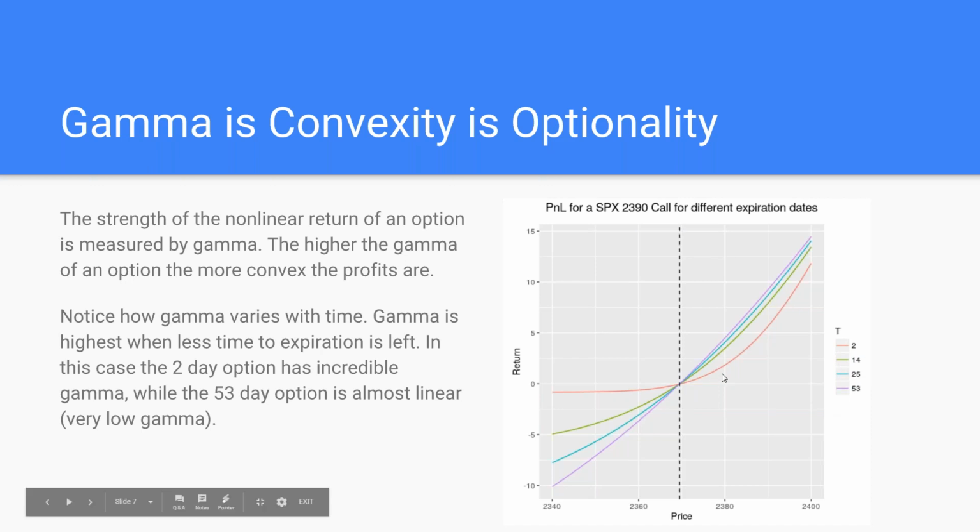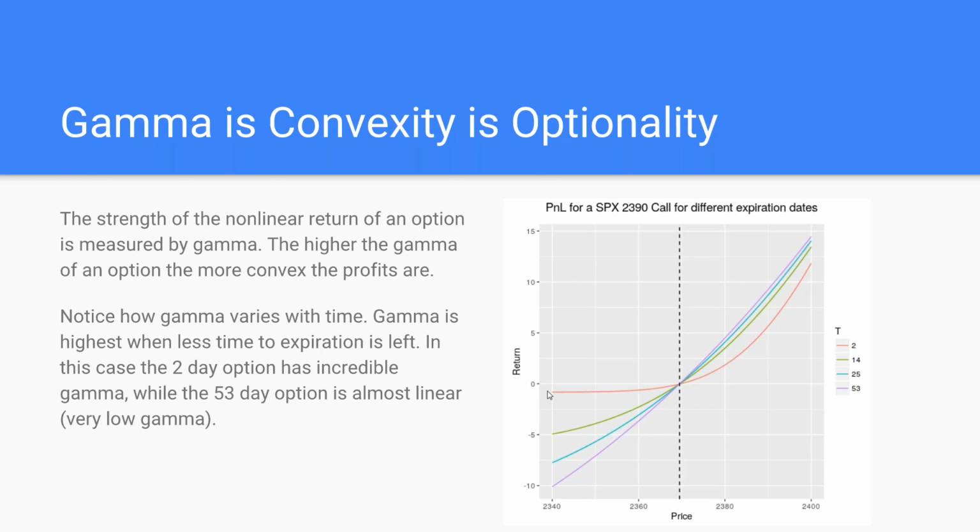So you can see that options with different expiration timeframes have different profiles. Look at this one. The one with 2 days to expiration is really convex. I mean, this thing is incredibly convex. And then suddenly the other ones are not that convex anymore. For instance, the purple line with 53 days to expiration, to my eyes in this diagram, looks like a straight line. So you notice how the nonlinearity changes, and that's what gamma is.